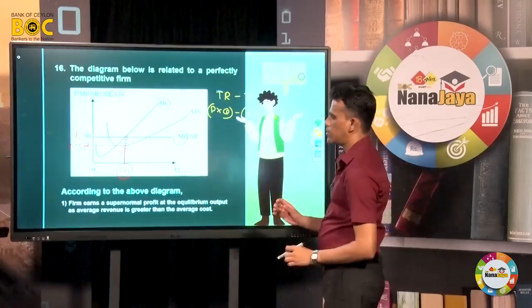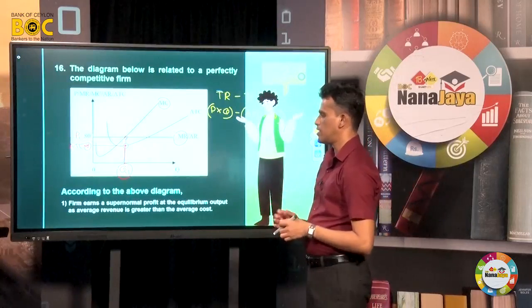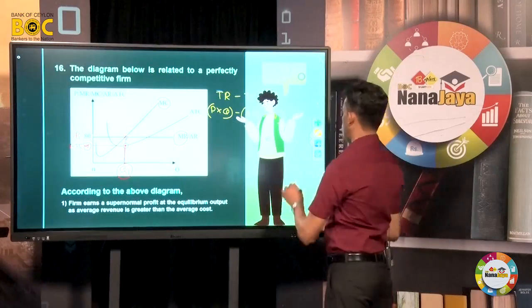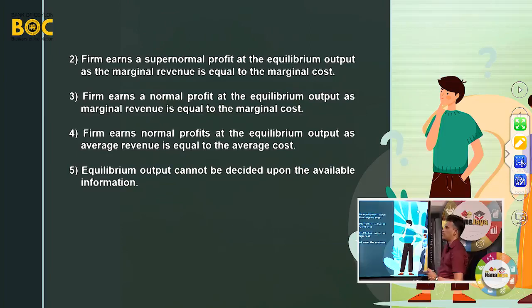So the first answer itself: the firm earns a supernormal profit at the equilibrium output as average revenue is greater than the average cost should be identified, but we will go for the other answers as well. A firm earns a supernormal profit at the equilibrium output as marginal revenue equals marginal cost. No, you cannot come to such an answer. Why? Marginal revenue equals marginal cost just gives you the equilibrium output, the quantity the firm should produce in order to maximize profits. Whether the firm is at a profit or loss cannot be calculated based on MR equals MC.